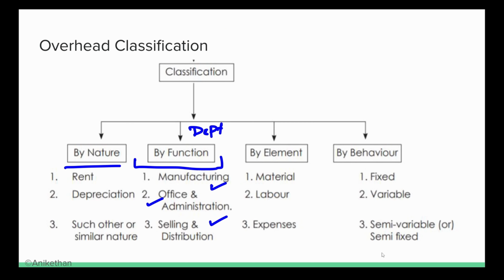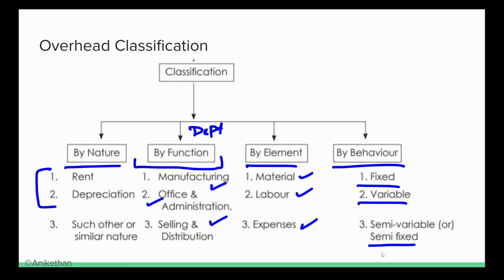Rent, depreciation, all these are also indirect costs. Then you can also classify overhead based on elements: material overhead, labor overhead and expense overhead. Another type of classification is by behavior: fixed overhead, variable overhead and semi-variable overhead. These are similar to the fixed, variable and semi-variable costs which you learned in the first unit.